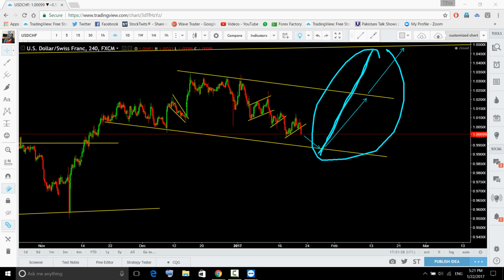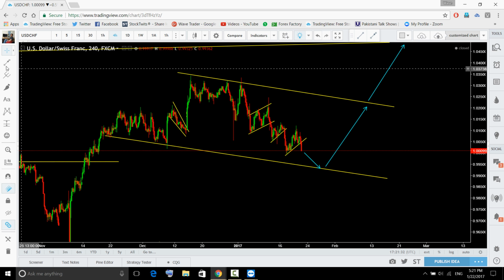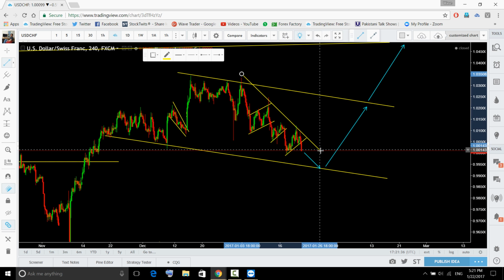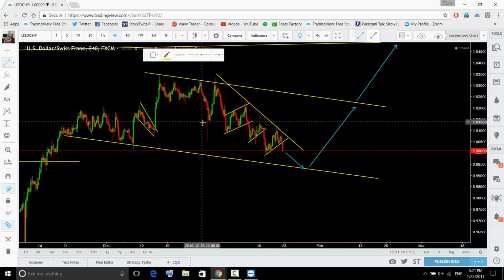The pattern we can see over there is forming something like a falling wedge, which is a trend continuation pattern. So this trend continuation pattern is forming.